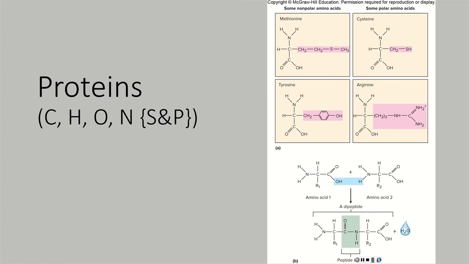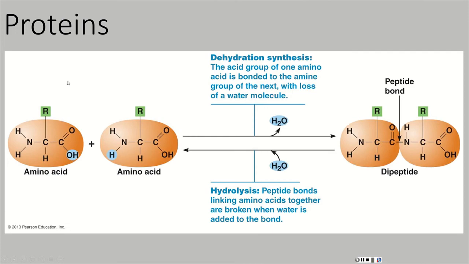So what we do with amino acids to make a protein is we will take one amino acid and another amino acid. We perform a dehydration synthesis reaction that causes a covalent bond to join between the two amino acids. And even though it's a covalent bond, we give it a special name. We call it a peptide bond. A peptide bond is just a covalent bond joining two amino acids together.